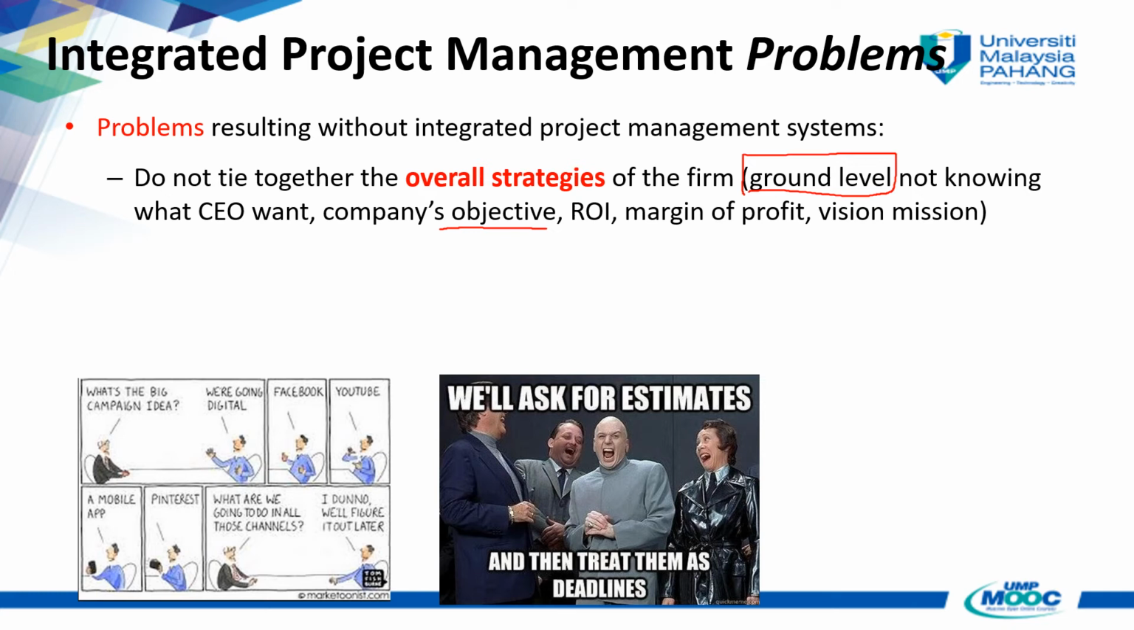Why? Because they are also not aware of what ROI our product produces in our company, the margin of profits. Once we never know about this, we never know how we can achieve the objective. Once we cannot know the objective, our vision and mission are useless.